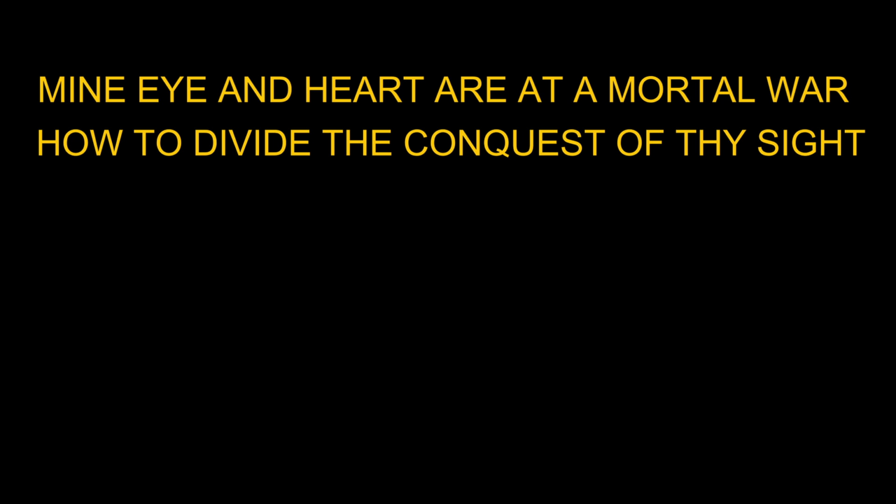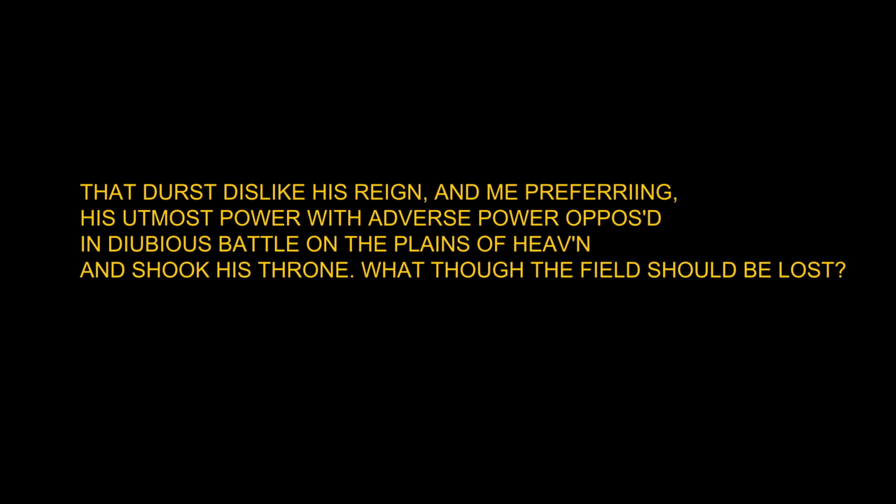Shakespeare utilizes iambic pentameter in "Mine eye and heart are at a mortal war, how to divide the conquest of thy sight," through an unstressed syllable preceding a stressed syllable in 5 groups of 2 that total 10 syllables. The regular metrical verse but unrhymed lines in "That durst dislike his reign, and me preferring his utmost power with adverse power opposed in dubious battle on the plains of heaven, and shook his throne, what though the field be lost," is indicative of blank verse.